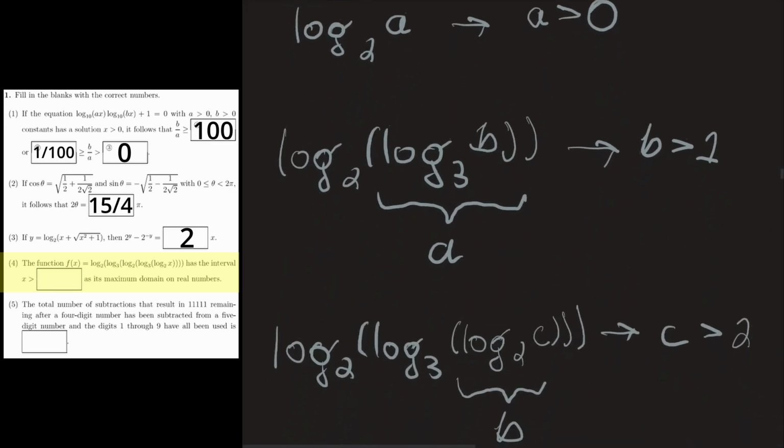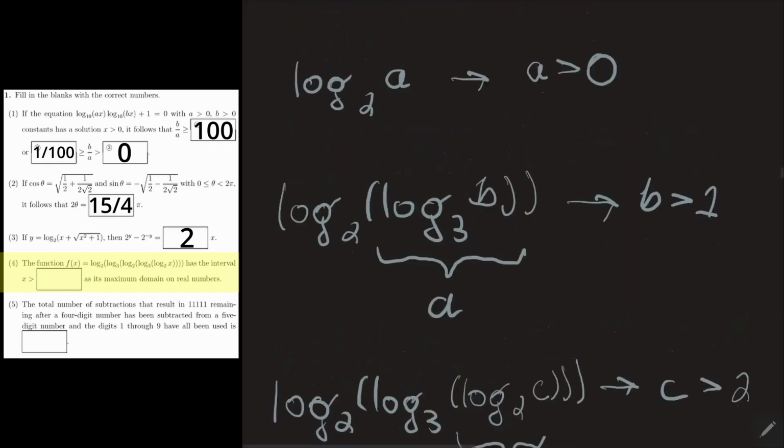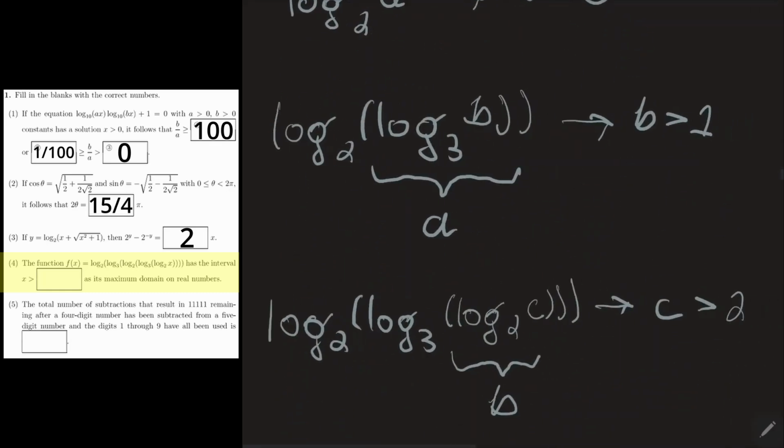So then we just do the same thing. Now we add the third log. So we have log base 2 of log base 3 of log base 2 of c. Log base 2 of c is just the same as what we defined as b. And so if b has to be greater than 1, then that means c has to be greater than 2, since we previously established that log base a of a is equal to 1. So if we need this to be greater than 1, then we need c to be greater than 2, since this is a log in base 2.